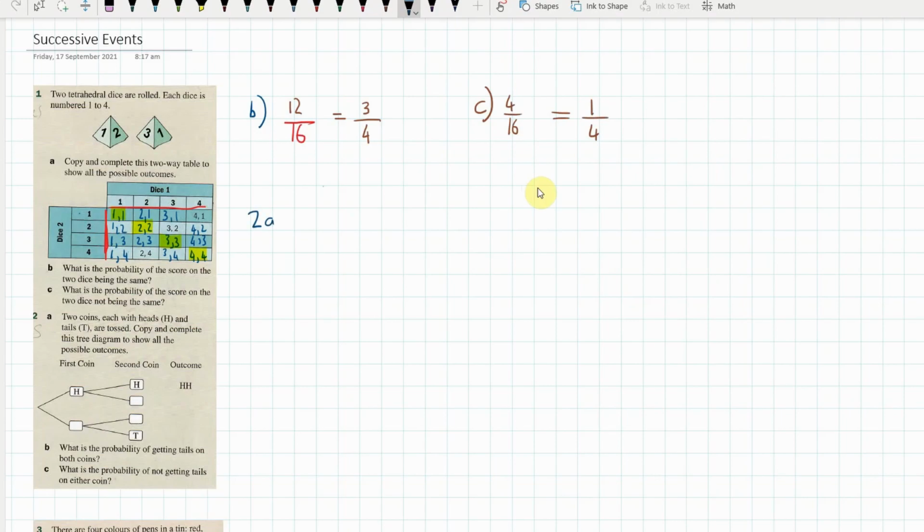Okay, now 2 coins with heads, H, and tails are tossed, and we've got to complete the diagram. Okay, so this is a tree diagram. So first of all, you've got your first toss. This is coin 1. And you can either get a heads or a tails. And then you're going to toss the second coin, coin 2, and you can get heads or tails. But remember, there's different options, because you might have got a tails with the first coin, which means you could get a heads and a tails with the second coin as well. So altogether, you can see that there are 4 options.